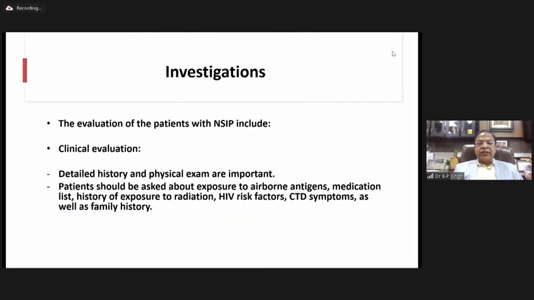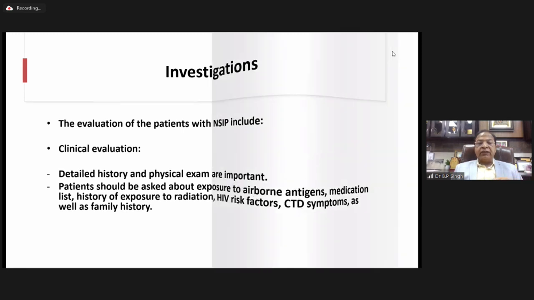So how are you going to investigate these patients? First, the most important thing is that the clinical evaluation has to be done in detail. Detailed history and physical examination is very important. Patients should be asked about exposure to airborne antigens, medication list, history of exposure to radiation, HIV risk factors, CTD symptoms, as well as the family history. So all this has to be looked at very carefully.